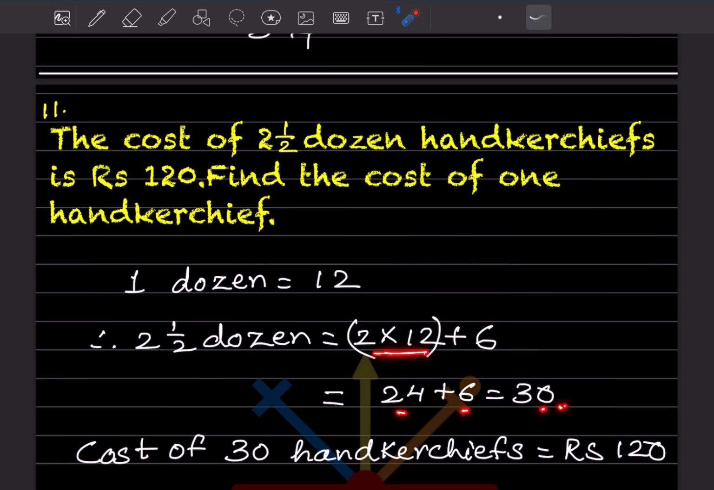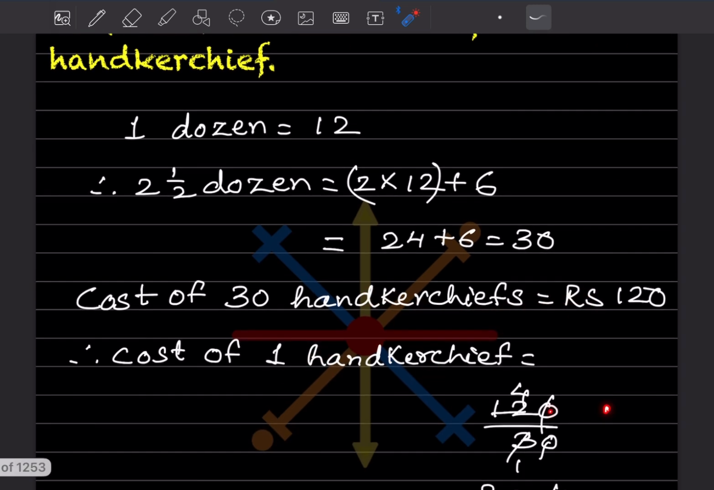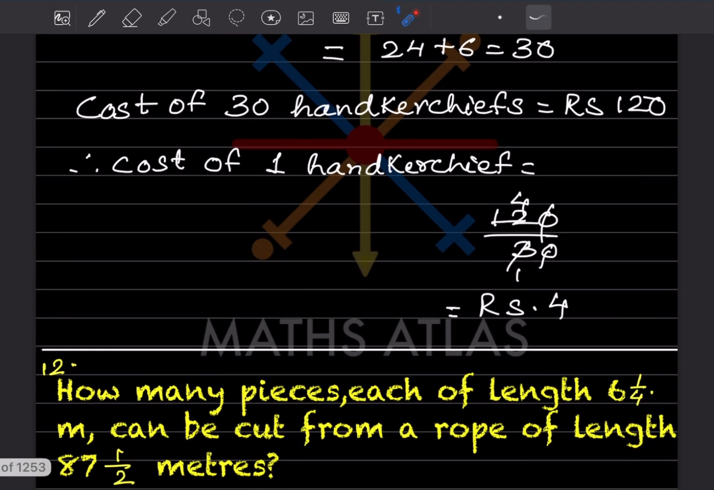So the cost of these 30 is 120. So we can write, the cost of 30 handkerchiefs is rupees 120. We want the cost of one handkerchief. So again here you are going to cross multiply. That will be 120 divided by 30. So this is going to be rupees 4.